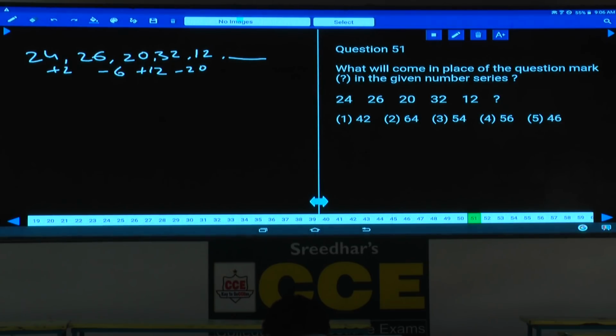Now 2, 6 and 12, 20. So how to represent this one? 2, 6, 12, 20. This 2 can be written as 1 into 2 and 6 can be written as 2 into 3. 12 can be written as 3 into 4 and 20 can be written as 4 into 5. Next one, 5 into 6. 5 into 6 is how much? 30. Now this 30 should be added or subtracted? Added. And 12 plus 30, 42. Isn't it?